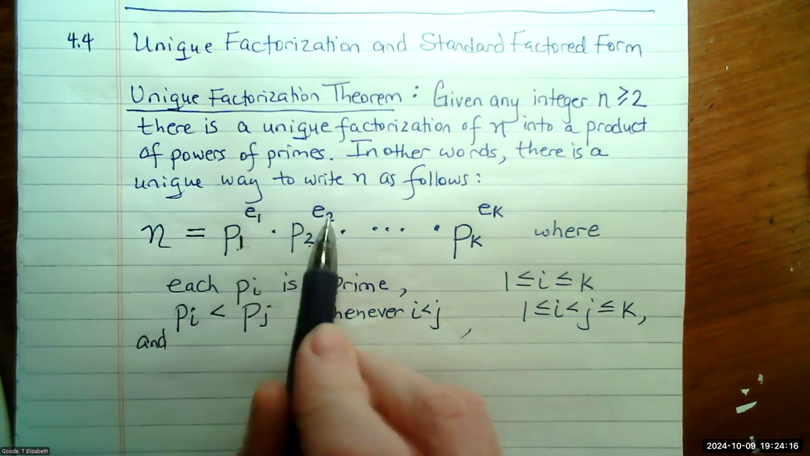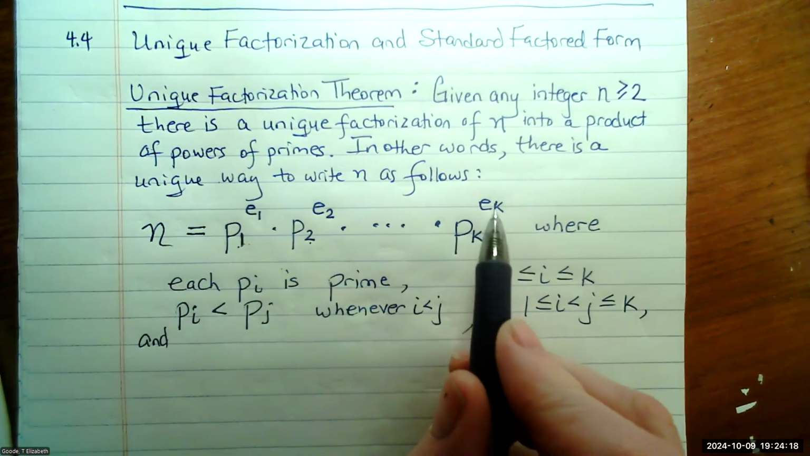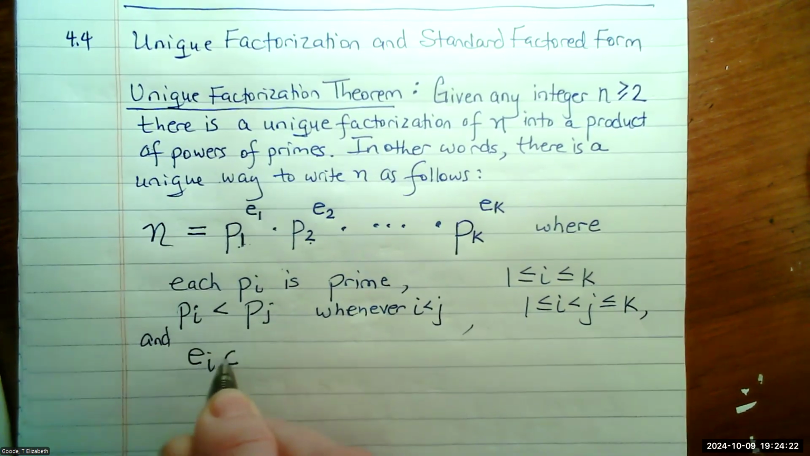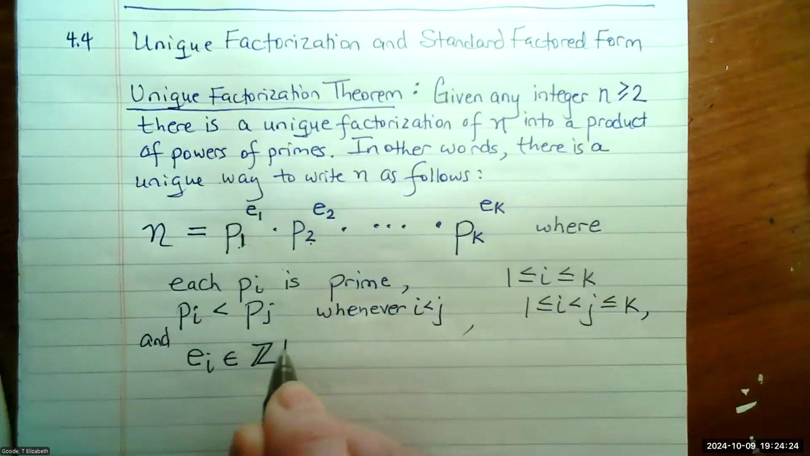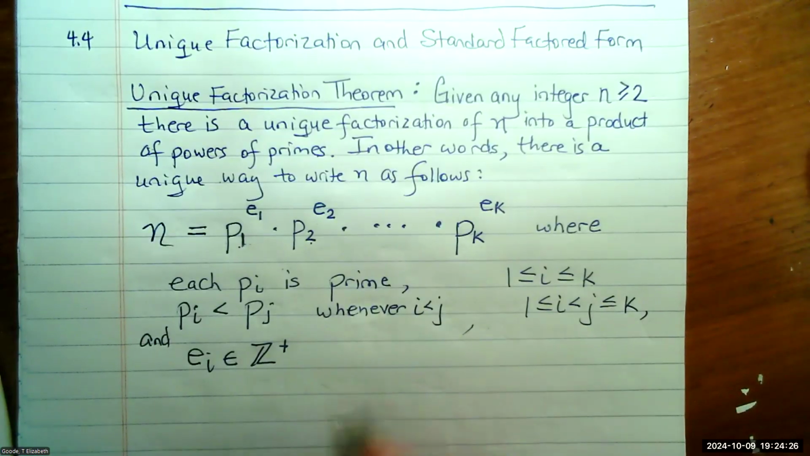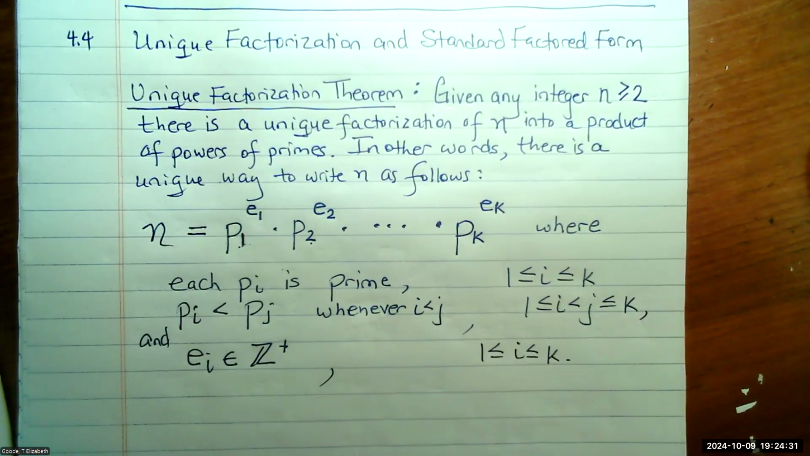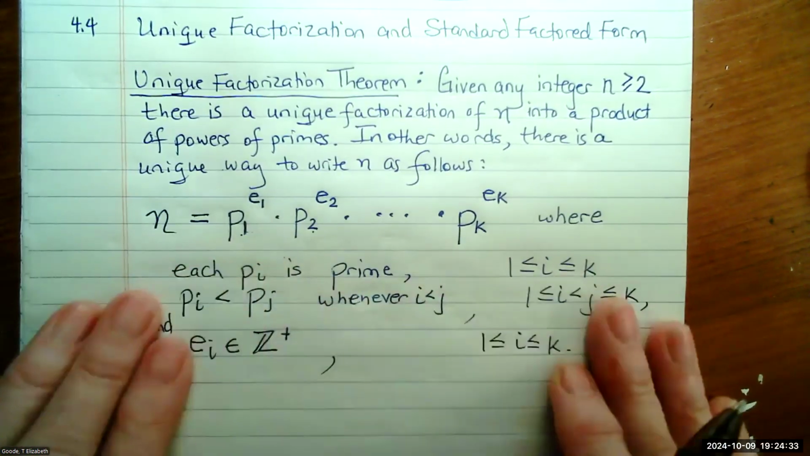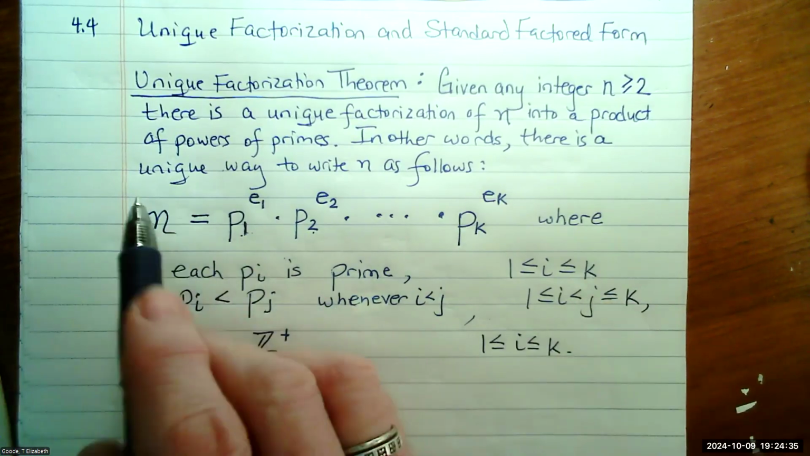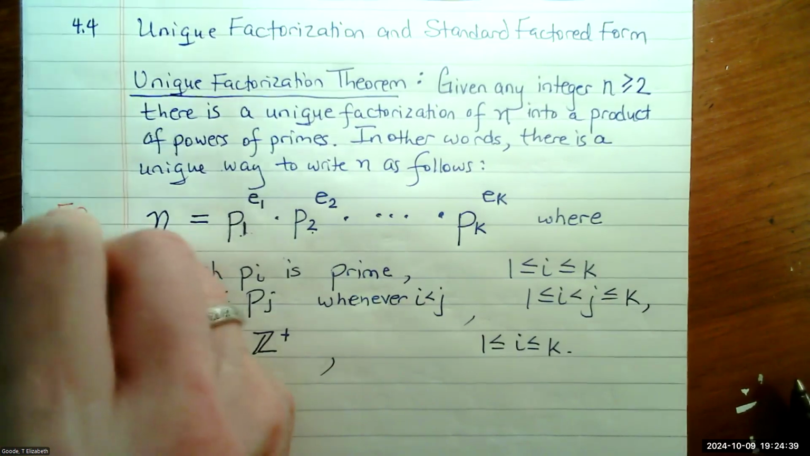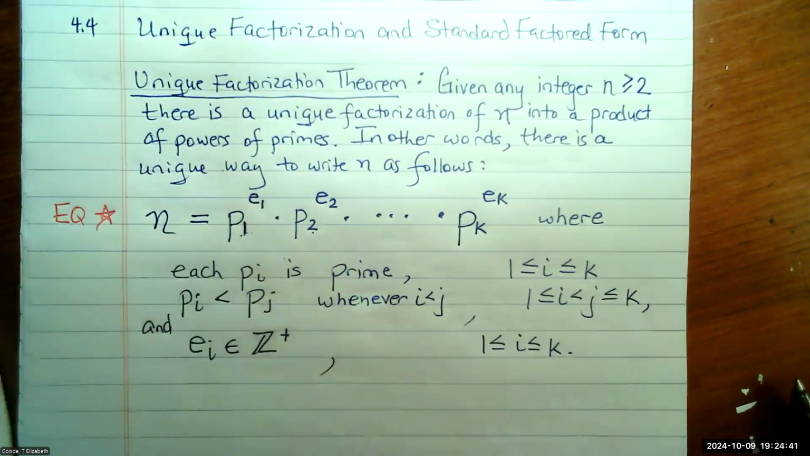We want all of these exponents to be at least 1. So e sub i is a positive integer, it's in Z plus, for 1 less than or equal to i less than or equal to k. So it took all of this to explain this. And we're going to call this equation for n equation star, okay?